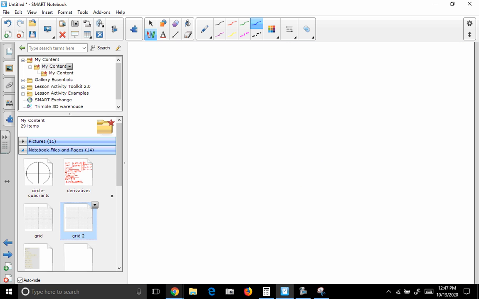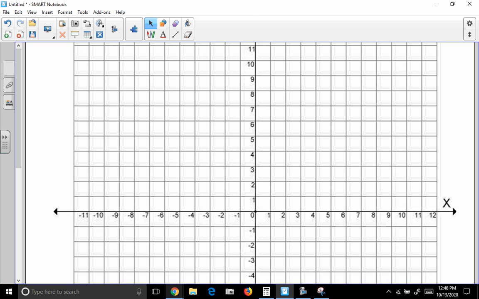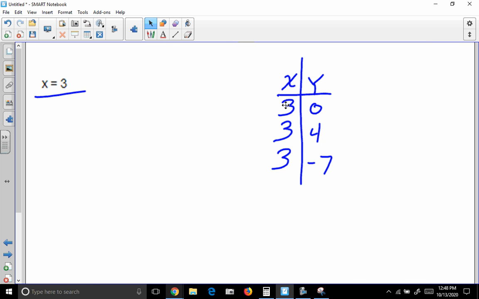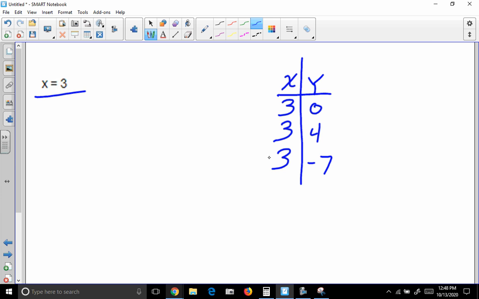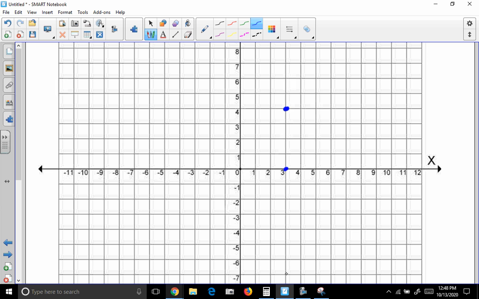So let's graph that and see what that would look like. So the first ordered pair is 3, 0. So that's over 3, up and down 0. Then 3, 4. That would be over 3, up 4. And then 3, negative 7. So over 3, down 7. So if we draw a line through that, that's a vertical line that goes through an x value of 3. Anytime we have x equals a number, that's a vertical line at whatever that x value is.